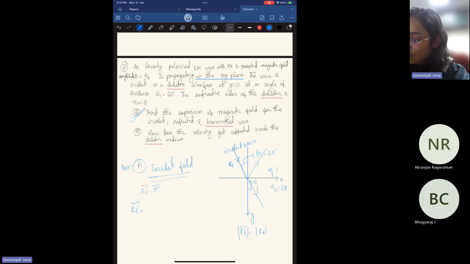The magnitude is K0. Now if you see the component of this K0, in the y direction it is K0 cos theta i, and in the x direction it is K0 sin theta i. I think this is clear to you. If not, let me know. So this is the Ki direction. You are taking the projection along y, it is cos theta i, and along x, it is sin theta i.